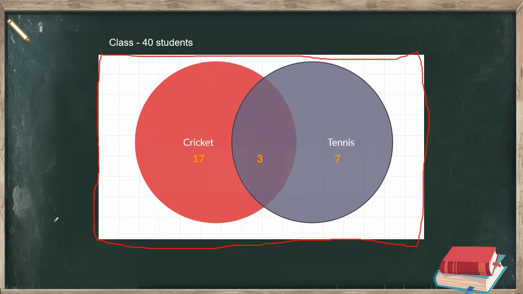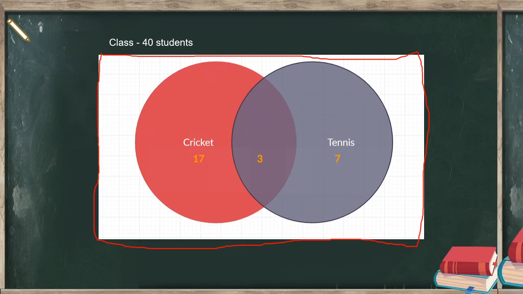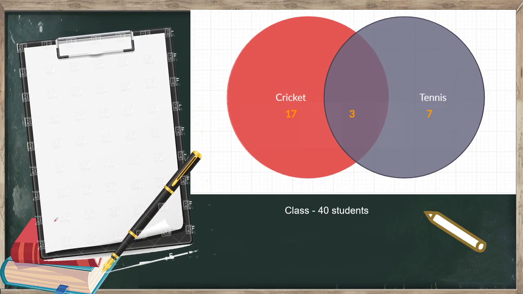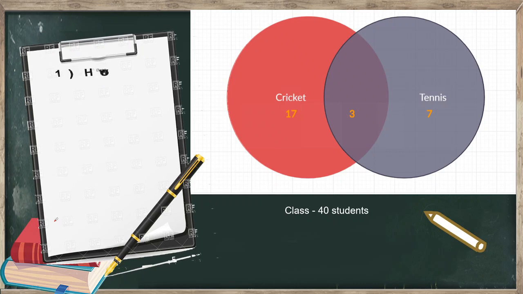Now let's move on. I want to ask you a few questions on this. So let me bring my question back. First question: how many students do not play any sport? Now, the only sports that we are considering here are cricket and tennis. Okay, so how many students do not play any sport?